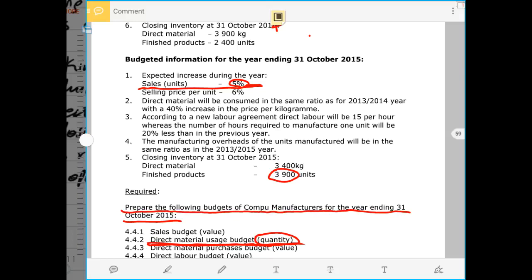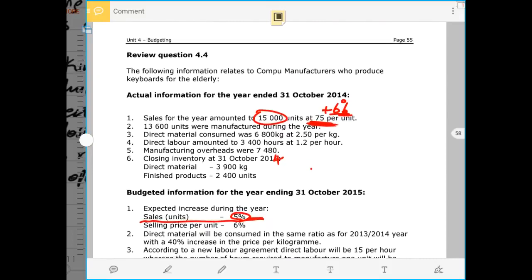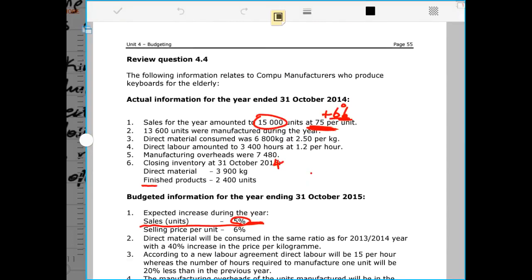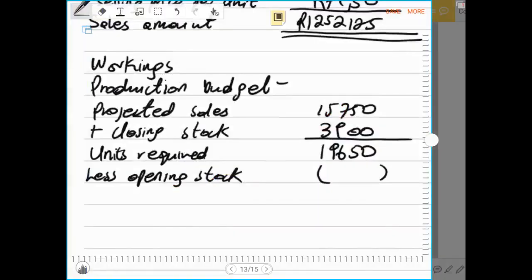Then now we go and check our opening stock. Our opening stock comes from the previous accounting period, the closing stock of last year, and the closing finished goods of last year were 2,400 units. It was the closing balance on the 31st of October 2014, and that will be an opening balance on the 1st of November in the year 2014, which is the beginning of the 2015 accounting period. So now we say minus 2,400 units.